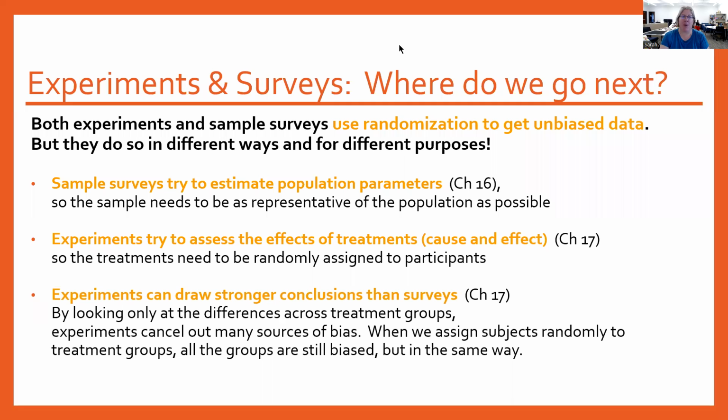That wraps up Unit 3 on experiments and surveys, and I want to take a quick look at where we're headed for the rest of the course. So both experiments and sample surveys use randomization to get unbiased data, but they do so in different ways and for different purposes. So in Chapter 16, we're going to look at estimating population parameters using sample surveys.